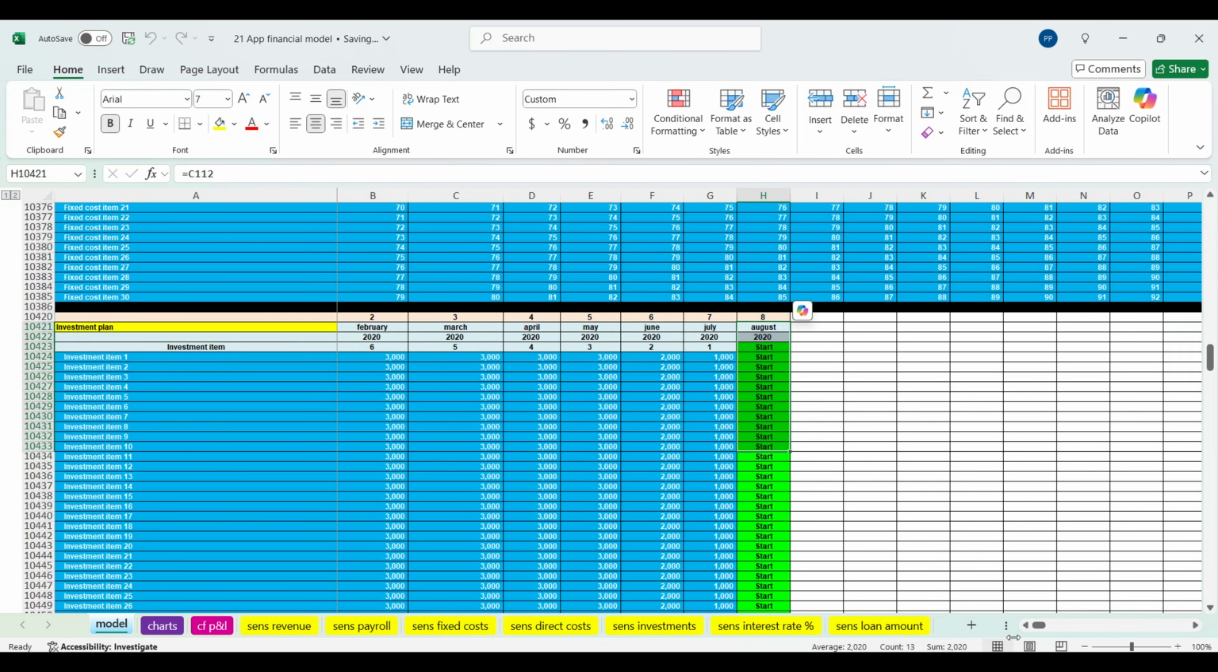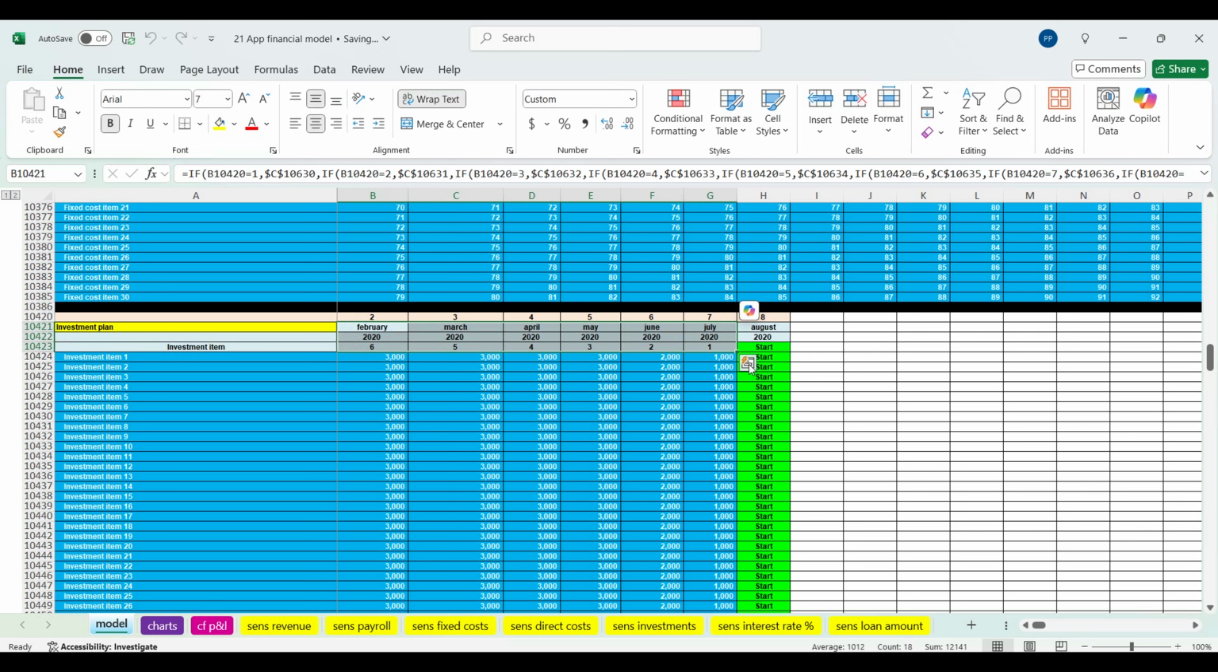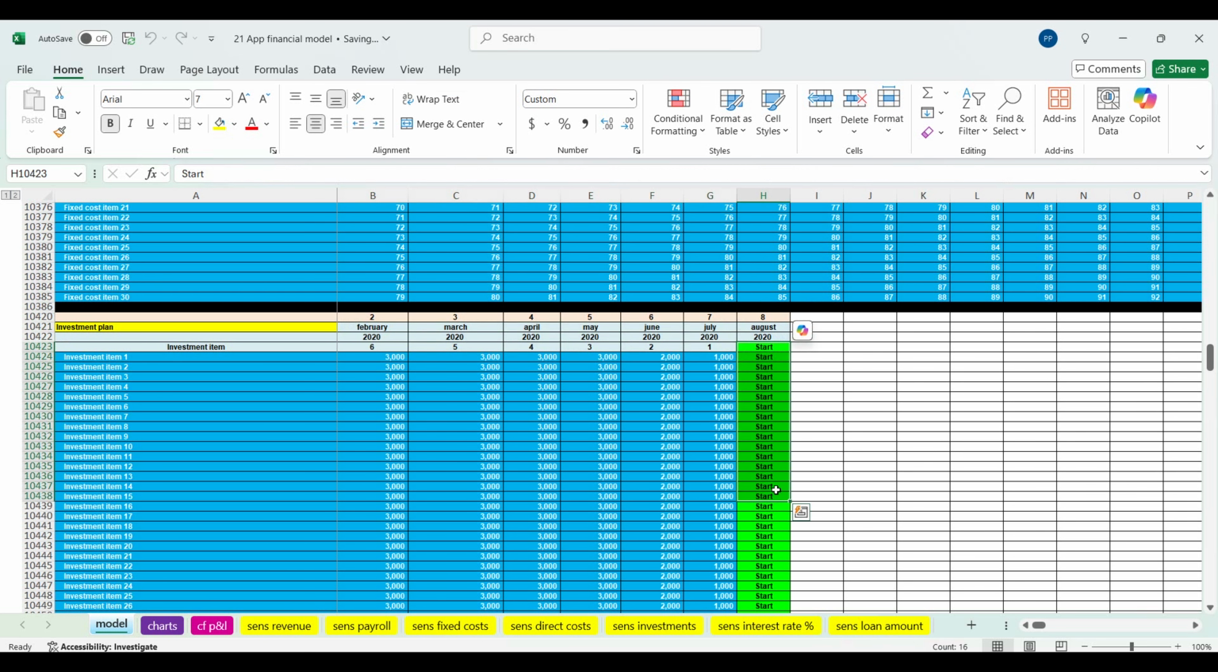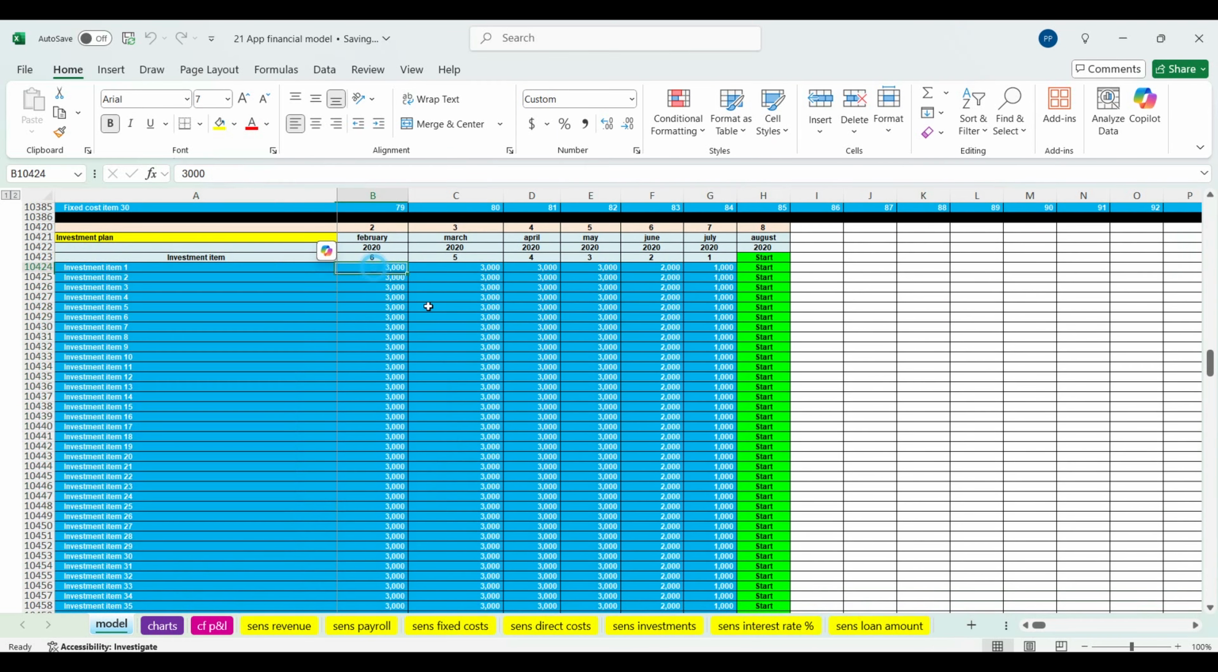and then we're assuming that we have a 6 month long investment stage before we launch the app, and here we can specify what we are investing in, and here in this area we're specifying how much we are investing in during the investment stage.